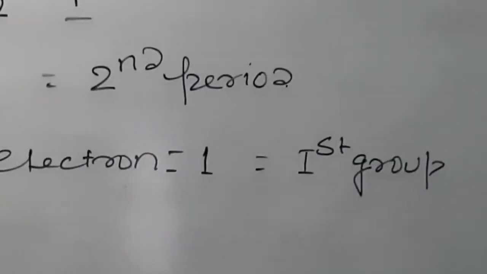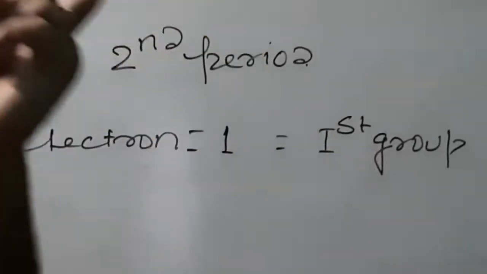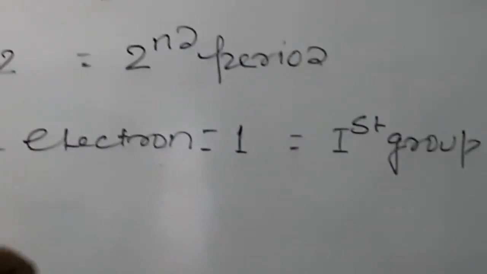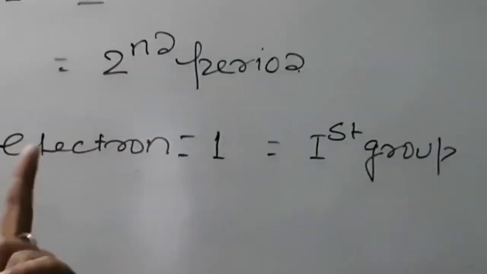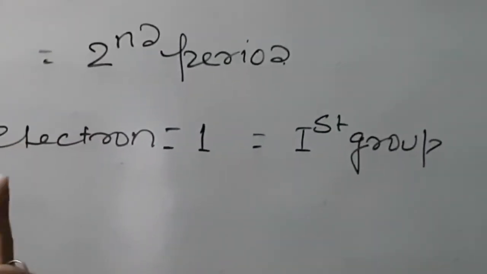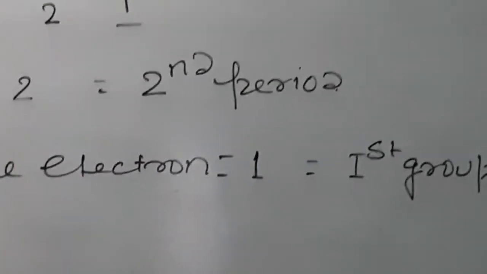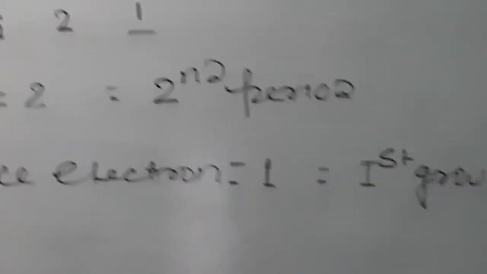And as you know, in the first period there are 2 elements, hydrogen and helium. Hydrogen and helium belong to the first period, and lithium belongs to the second period, first group.